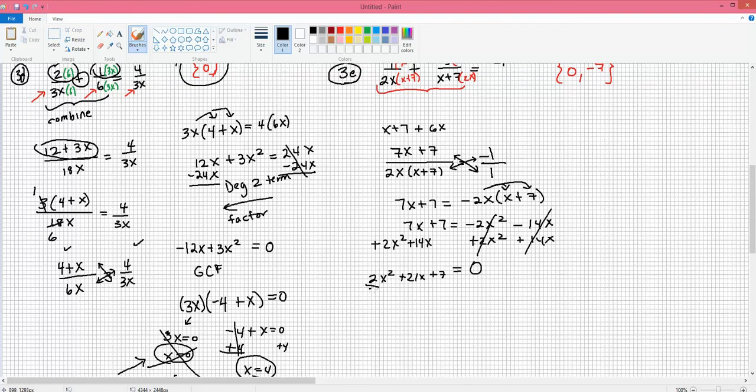So 2 times 7 is 14. So I need two numbers that multiply to 14 but add up to 21. What? Is that even possible? Nope, it doesn't seem possible. Let me check with the calculator. Hold on.